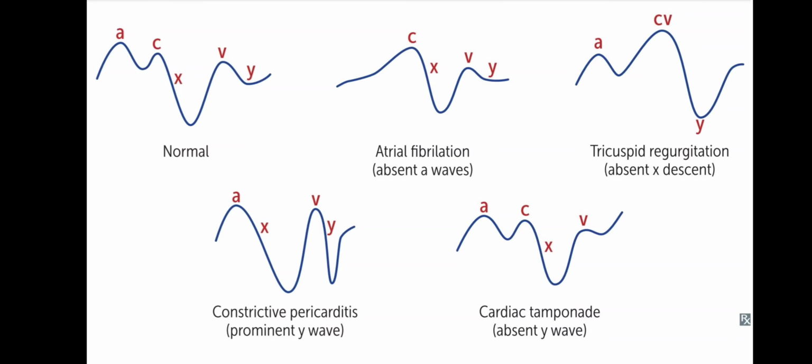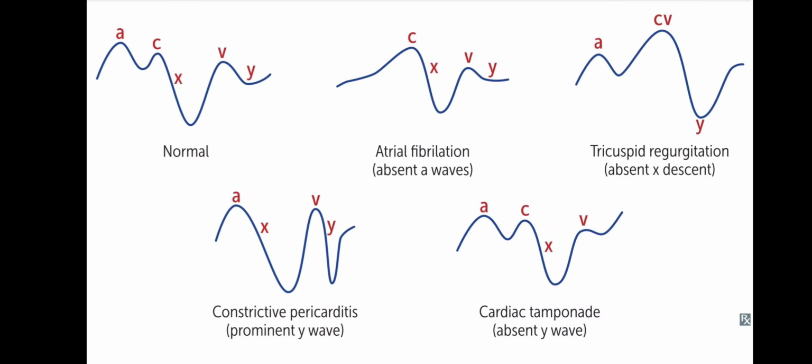C wave represents RV contraction. It is due to the closed tricuspid valve bulging into the atrium. X descent represents atrial relaxation and downward displacement of the closed tricuspid valve during the rapid ventricular ejection phase. It is reduced or absent in tricuspid regurgitation and right heart failure because pressure gradients are reduced.